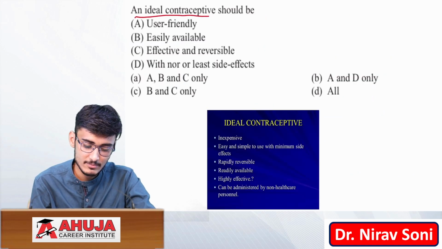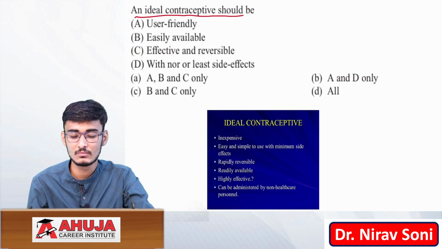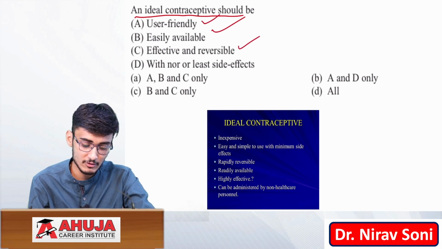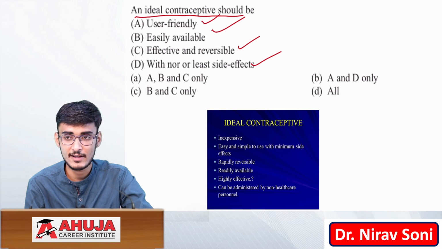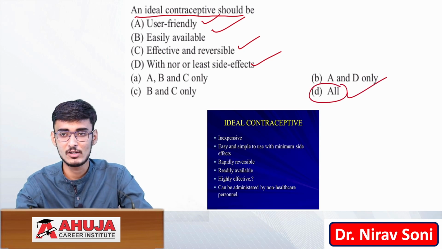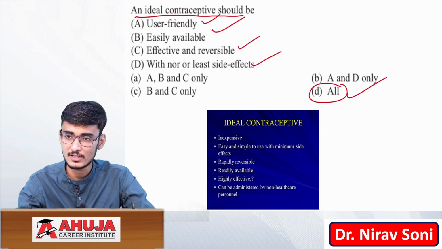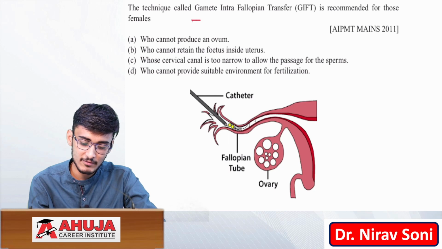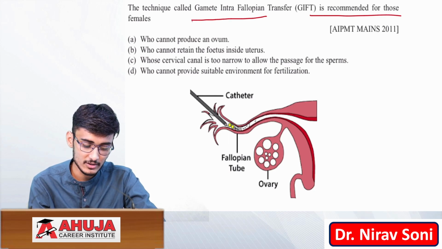An ideal contraceptive should be. This is a very easy question. User friendly, easily available, effective and reversible with no or least side effects. So option D, all. ABC only, AD and BC only, and option D. The technique called gamete intrafallopian transfer is recommended for those females.